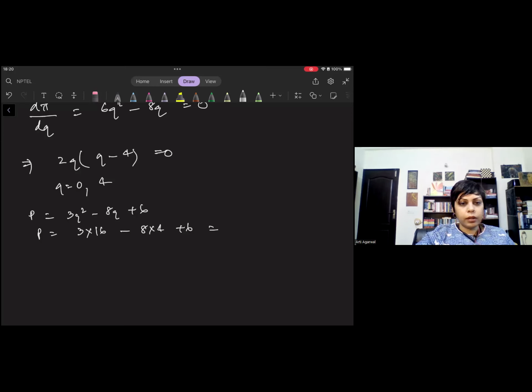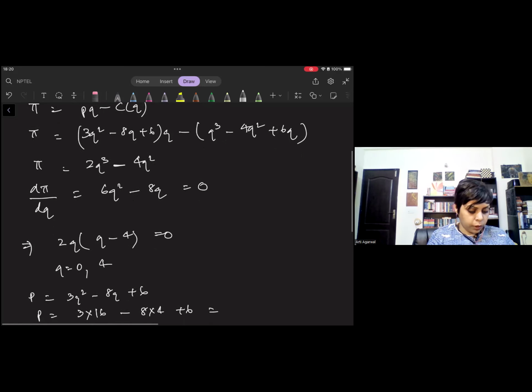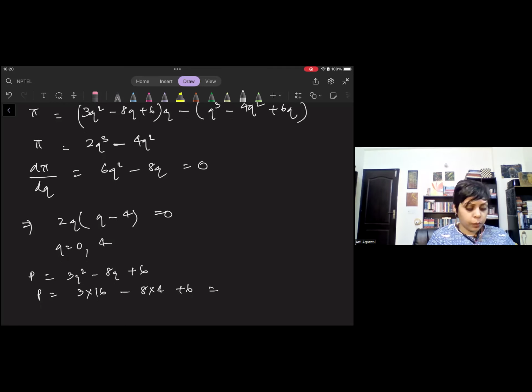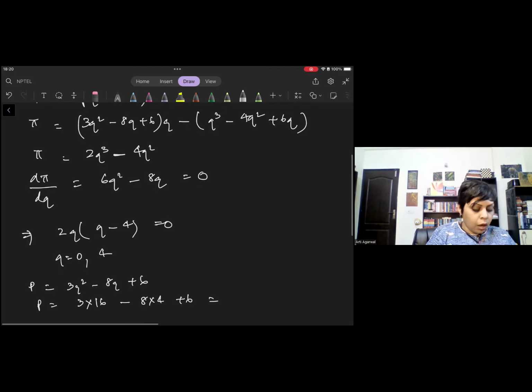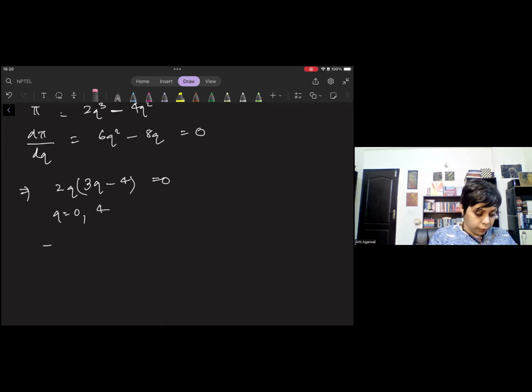Ma'am, I think the q minus 4 is wrong, ma'am. I think it should be 3q minus 4. Where will it be 3q minus 4? Why will it be 3q minus 4? Ma'am, when you put the differential equal to 0. Okay. Yeah, got it. Okay, thanks. Yeah, because I think the answer is coming a bit high.